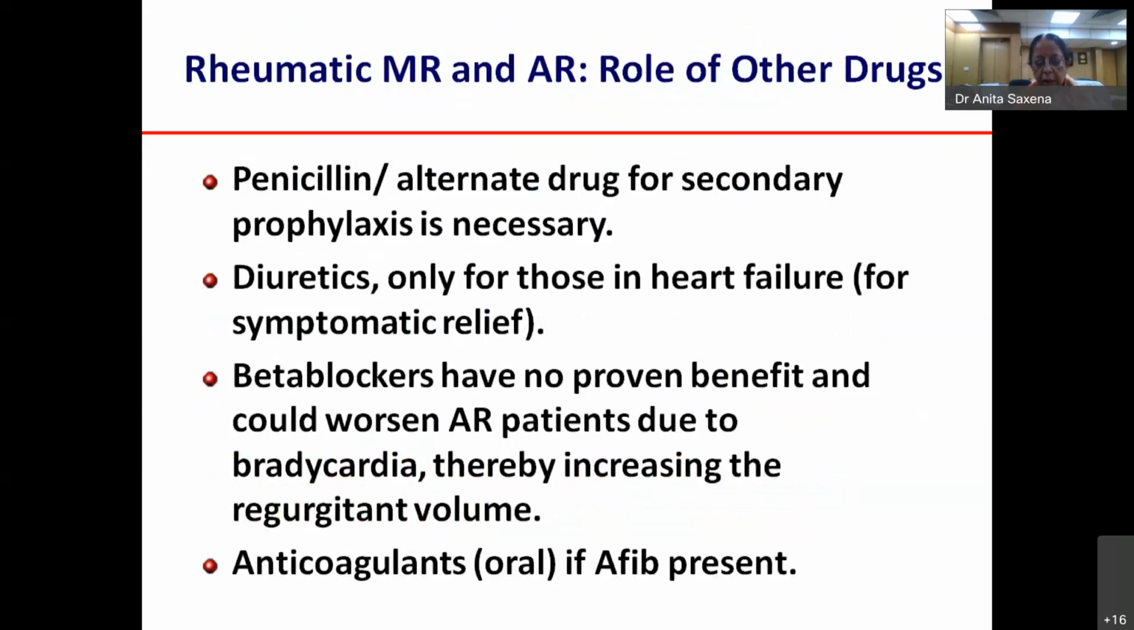We know that penicillin has to be given as secondary prophylaxis. Diuretics only if the patient is in heart failure. Beta blockers have no proven benefit. In fact, in aortic regurgitation, they may lower the diastolic pressure, produce bradycardia, and actually could worsen these patients. The patient may develop angina. Anticoagulants to be given if there is atrial fibrillation.